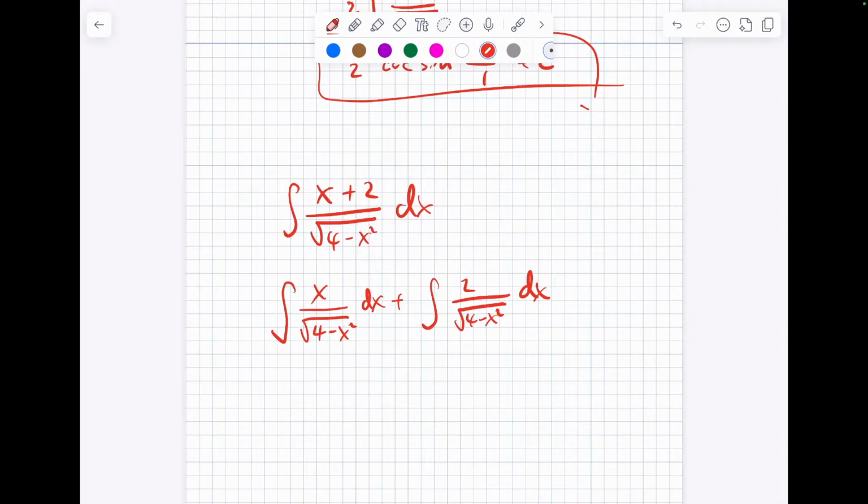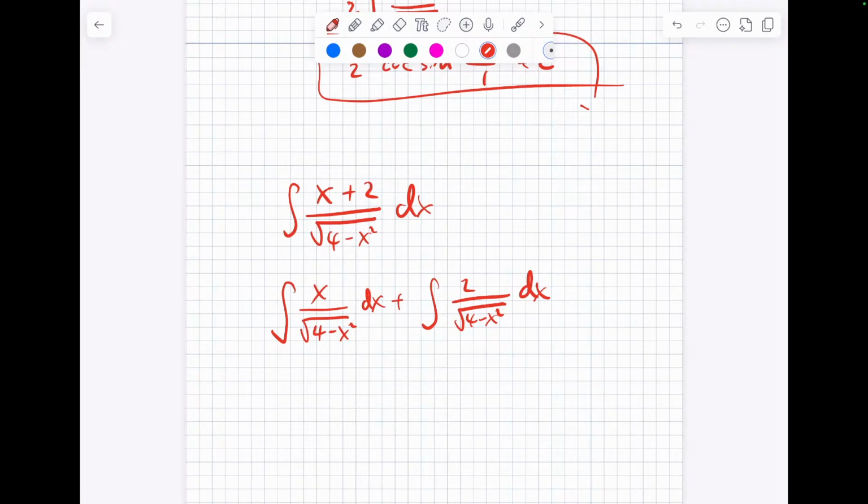Pi over 4. What's the cosine inverse of 0? Pi over 2. So this one is going to be pi over 4 to pi over 2. Now, if I change the boundary, that's going to be pi over 4 to pi over 2, and this one is going to be u du. Is that okay?